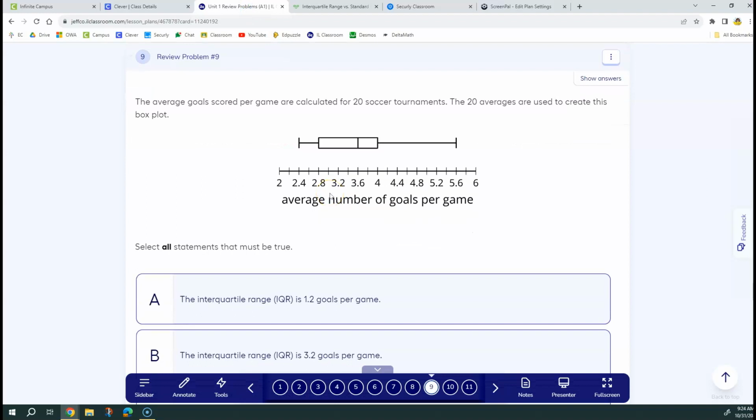Okie dokie. Review problem number 9. The average goals scored per game are calculated for 20 soccer tournaments. The 20 averages are used to create this box plot. So we've got a box plot again.